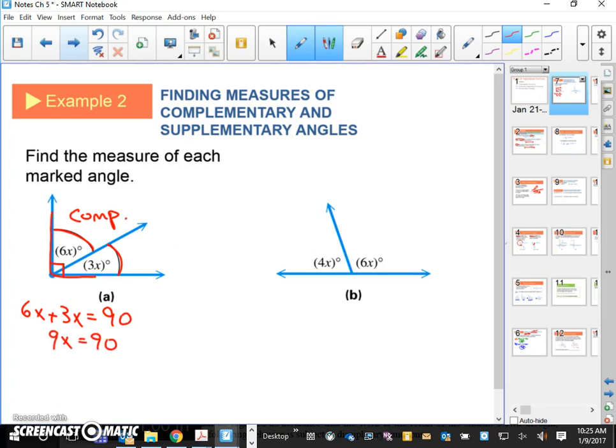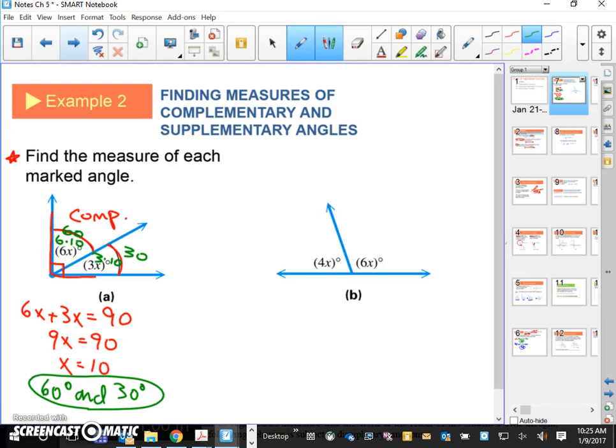I don't want you to do all this in your head. Algebraically, I divide by 9 to get x equals 10. But that's not the answer, because they asked me to find the measures of those marked angles. And so we can tell 6 times 10, x is 10, is 60, and 3 times 10 is 30. We're talking about 60 degrees and 30 degrees. That'll be your answer. And you can tell those two numbers are right because they are complements.